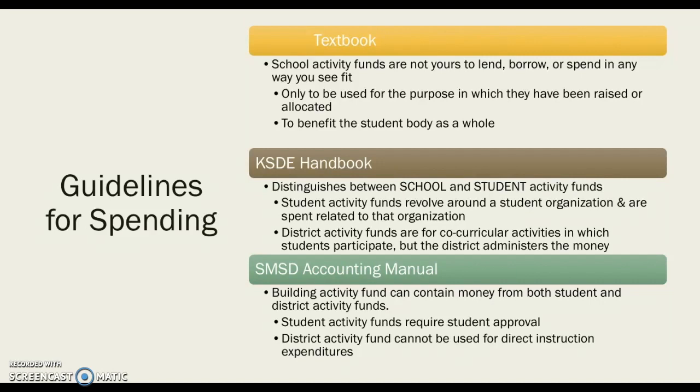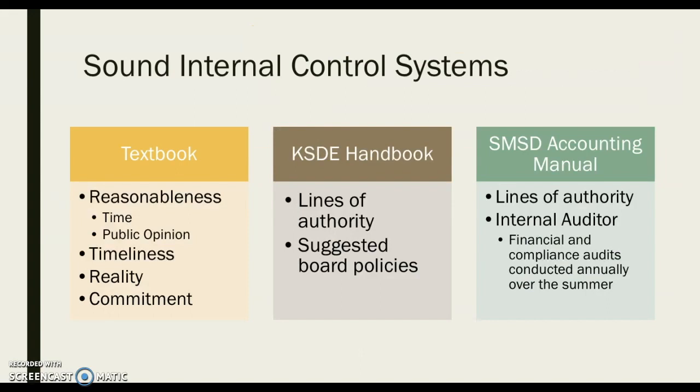The SMSD accounting manual says that building activity funds can contain money from both student and district activity funds. Student activity funds do require student approval, and district activity funds cannot be used for direct instruction expenditures such as curriculum. So, what are some sound internal control systems?